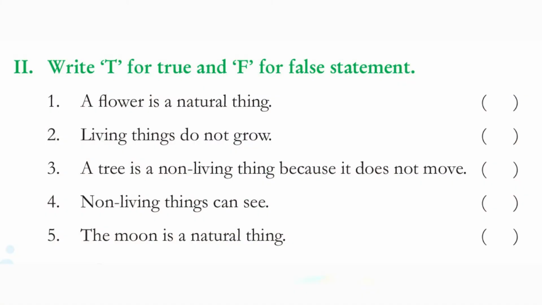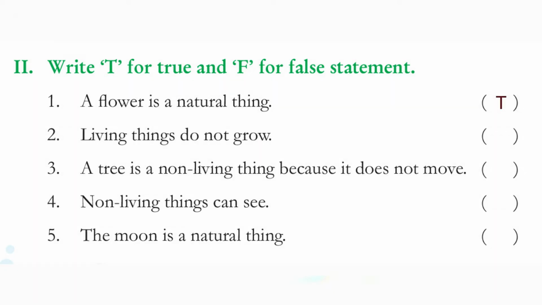So children, now that we have learnt about living things and non-living things, let's move on to the activities that are given in your book. So here we have: write T for true and F for false statement. We have a few statements given, and in the bracket you have to mark it with a T if it is a right statement, if it is a true statement. So the first one, a flower is a natural thing. Is it true? Is it a natural thing? Yes. So you can put a T.